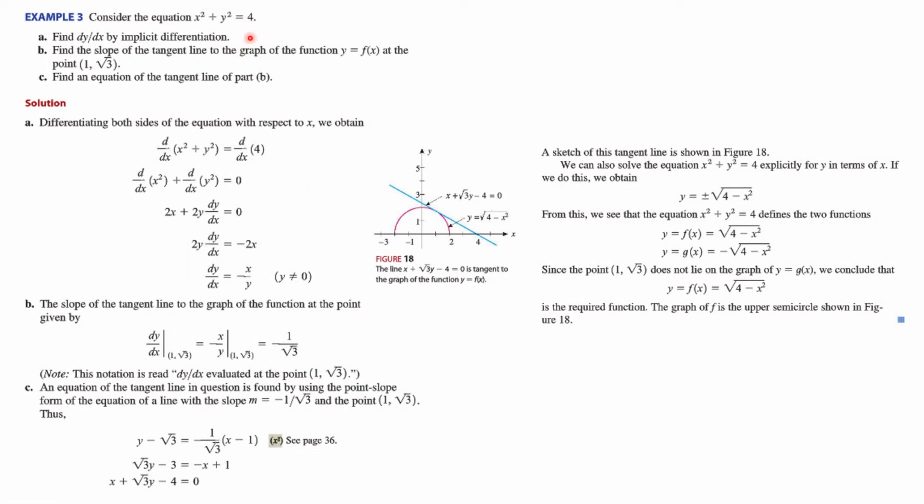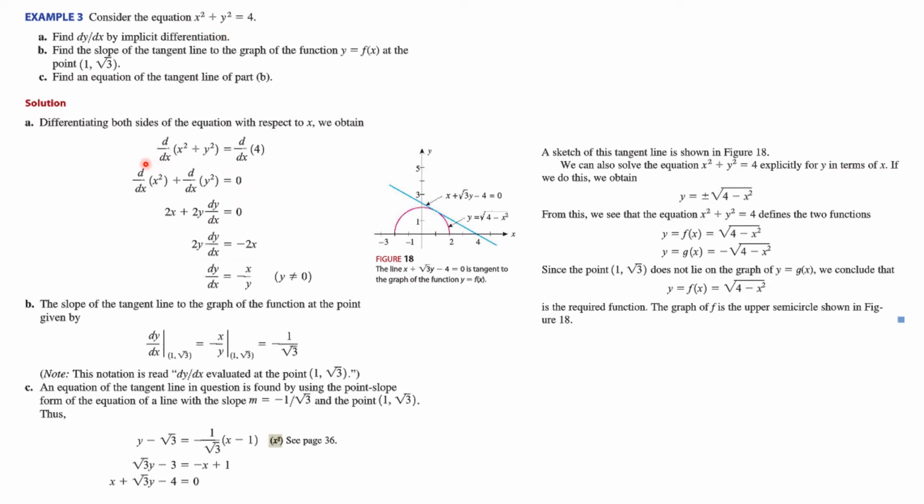Here's another one. We're to consider this equation, and by the way, this is the circle centered at 0, 0 and of radius 2. So we want to find dy/dx by implicit differentiation, find the slope and equation of the tangent line, in fact. Okay, now we are not solving, we're going to use implicit differentiation.